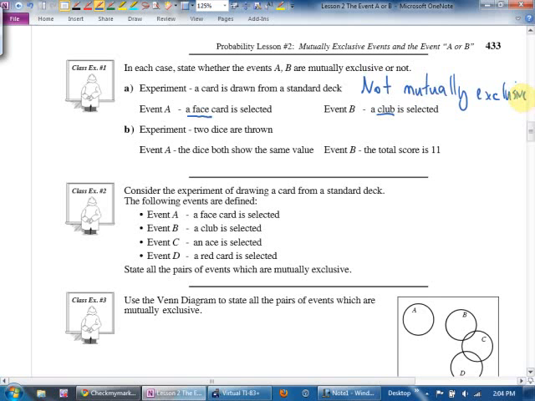What about this next one? Two dice are thrown as our experiment. Event A is the dice both show the same value, what we call doubles. Event B is the total score is 11. Can you have a score of 11 and be showing doubles?